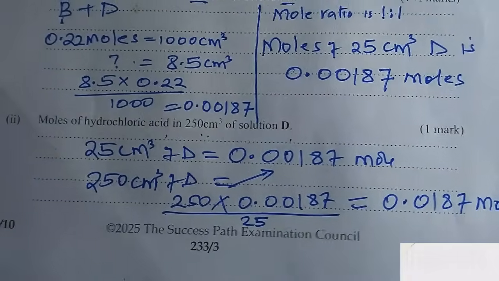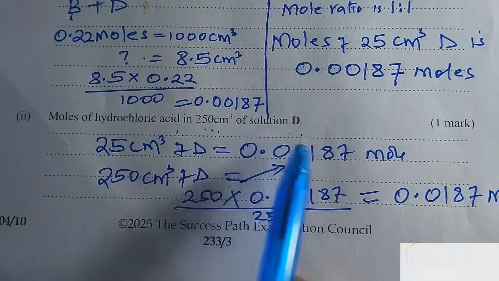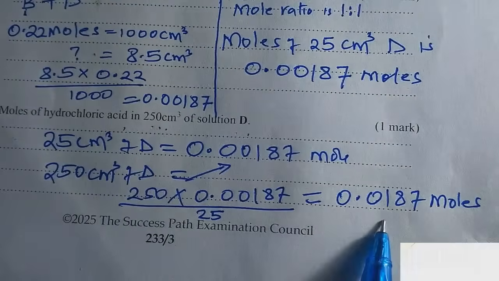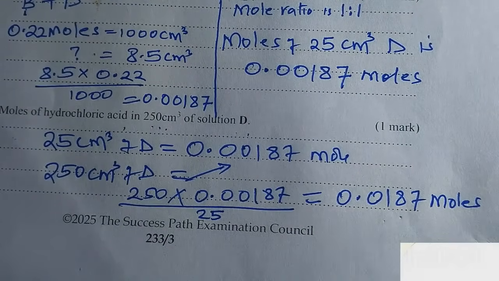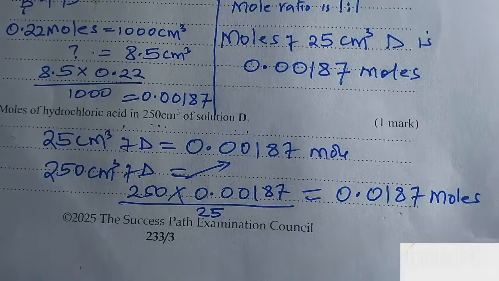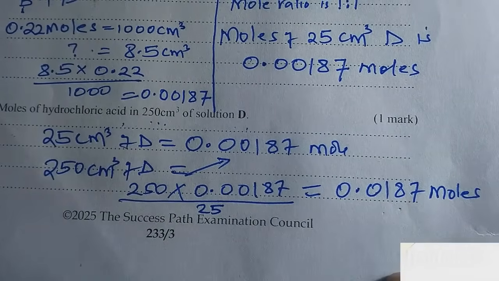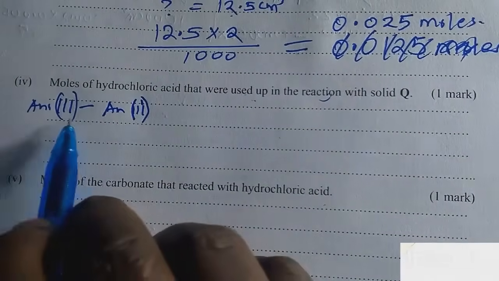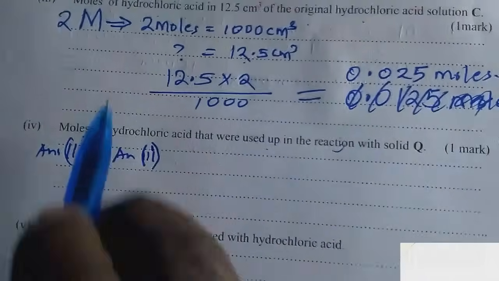Now we know the number of moles in 250 cm³ solution D are the number of moles which remained after reacting with solid Q. Now we know the original moles. So how do we get the difference? It is the original minus this, which will give us the number of moles of HCl that reacted with Q. So the answer is the answer in Roman 3 minus the answer in Roman 2.